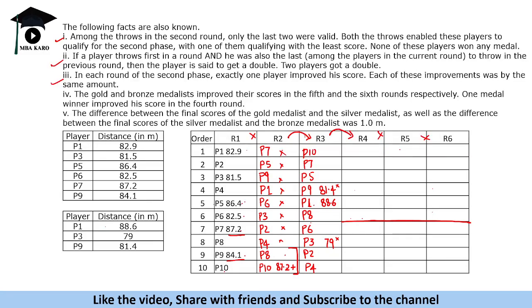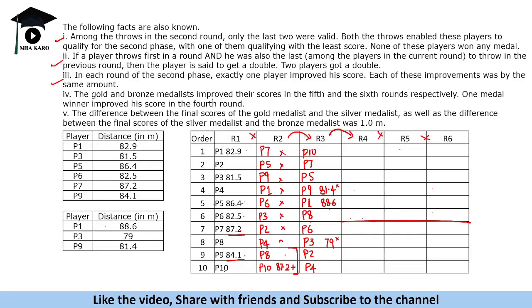Now what will happen in this round? All others did not throw the correct one. These people will move to this round in the reverse order. So P10 could be the first one, but we have to check whether P10 will be the first one or not. So let us read the remaining conditions. 2 more conditions are left. Let us read them carefully and understand who will be the first one, P10 or someone else. P1 can also be the topper because P10 scored 87.2 plus. We do not know the distance, right? It might be more than 88.6. But let us read the conditions.